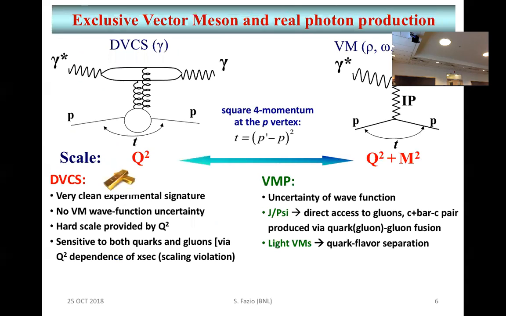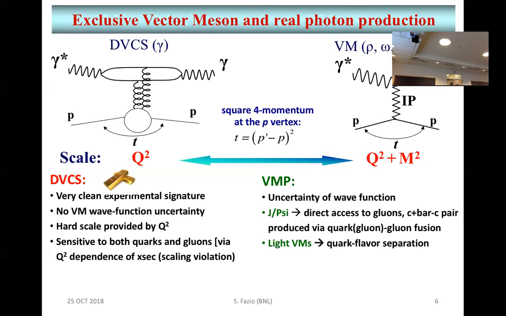Here I just want to set the stage for what I want to talk about today by mentioning the processes that we want to measure. When we talk about GPDs, you always hear about DVCS. It's a golden probe, certainly, because it's clean experimentally, because you don't have complications due to the wave function of the vector mesons, and because by evolution in Q squared, you can probe both quarks and gluons. So this is a very powerful probe.